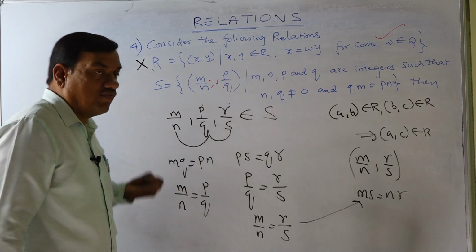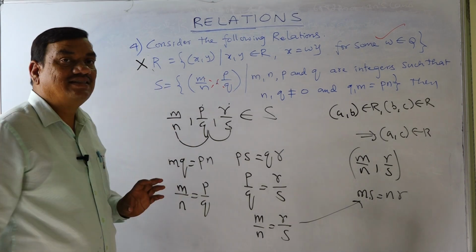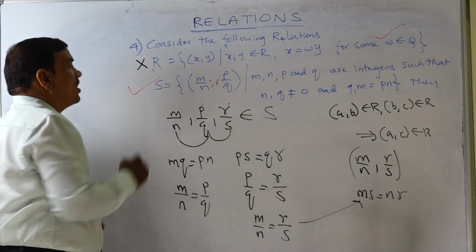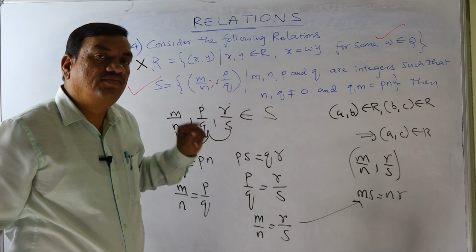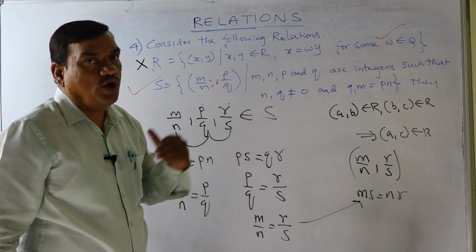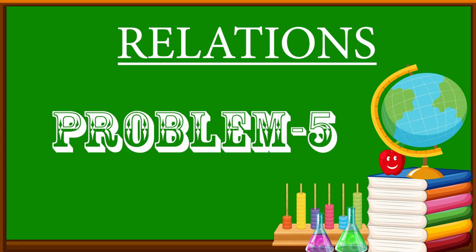So, it is already reflexive, symmetric and transitive. Therefore, S is an equivalence relation, whereas R is not an equivalence relation. So, it satisfies the reflexive property, but it is not satisfying the symmetric property. Okay? So, I hope that you understand this solution. So, let us go for the next problem.